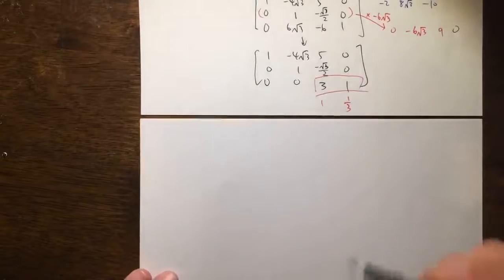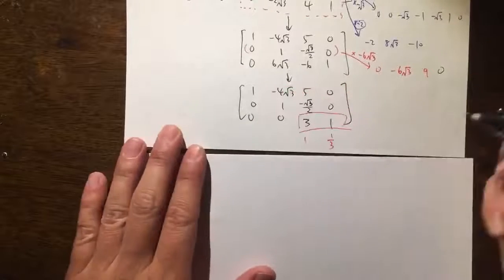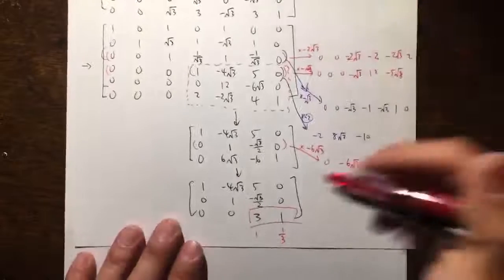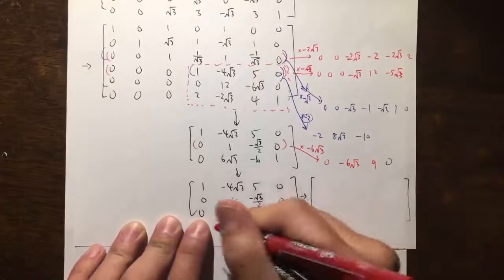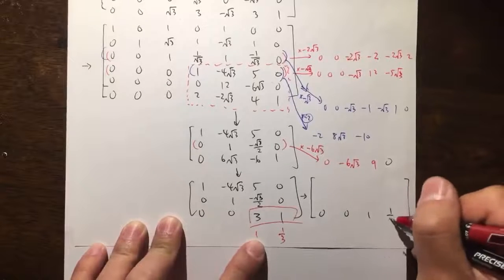Okay, now continue. Perhaps I will finish this little matrix before I go on to the next one. So I will just continue this right here. The last row is going to be 0, 0, 1, 1/3.